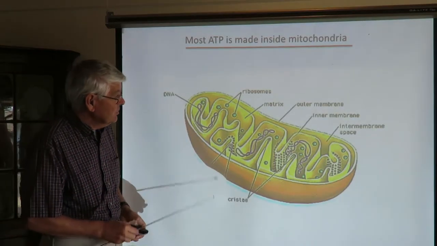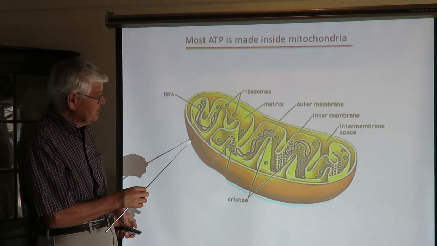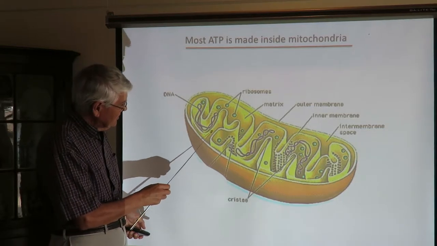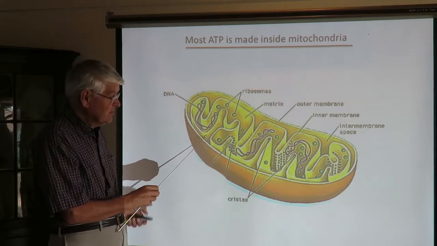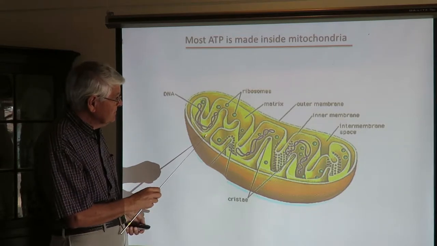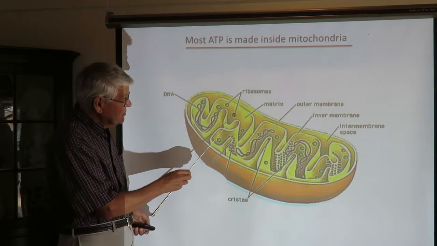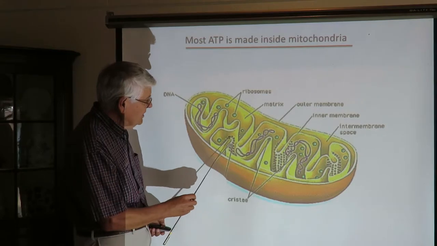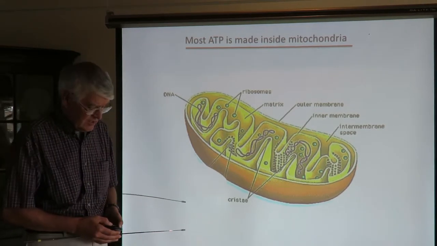Okay, so we look at this cartoon version of what a mitochondria looks like. There is an outer layer and then an inner layer, and there's a space between these two layers. This space turns out to be a key part of our story. Inside, there are some DNA molecules, some protein manufacturing machinery, and all the enzymes involved in the metabolic pathways we're going to look at next.